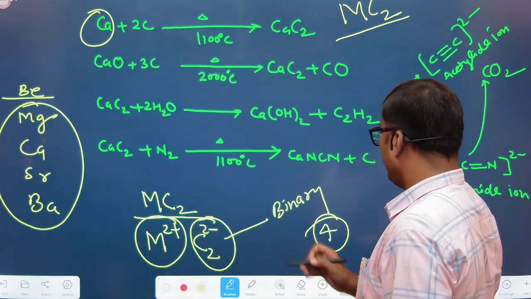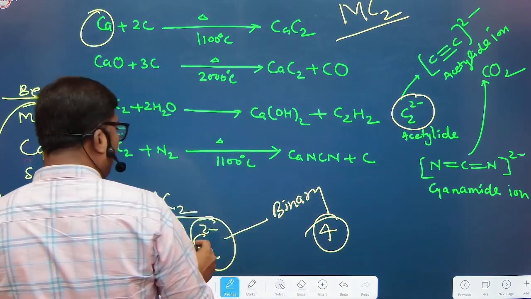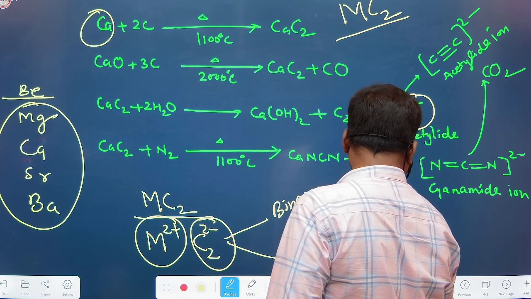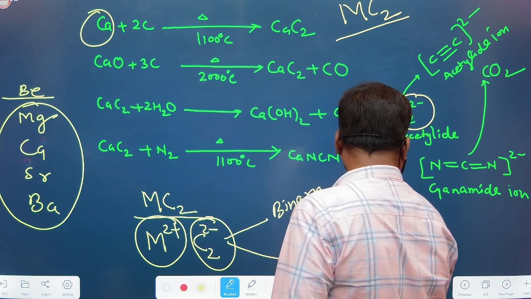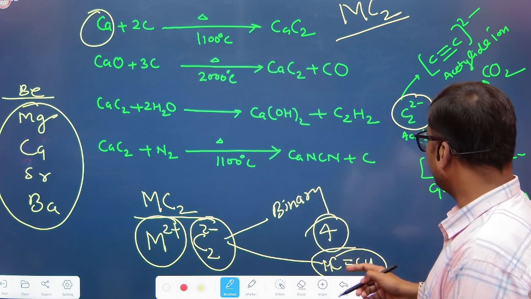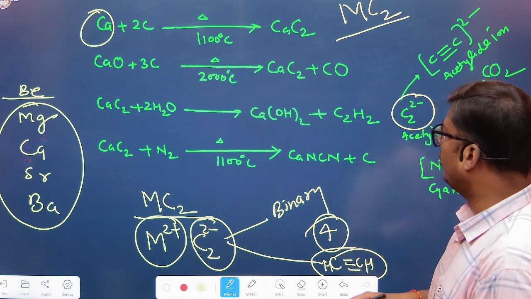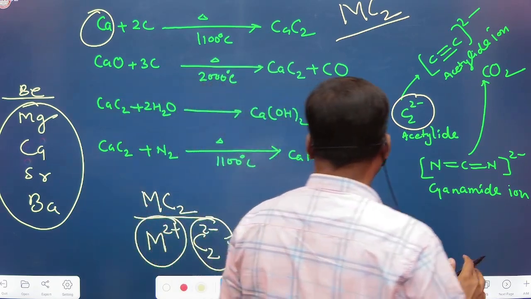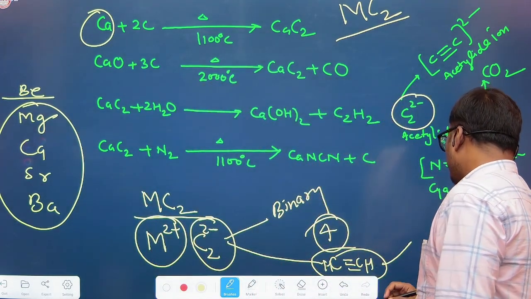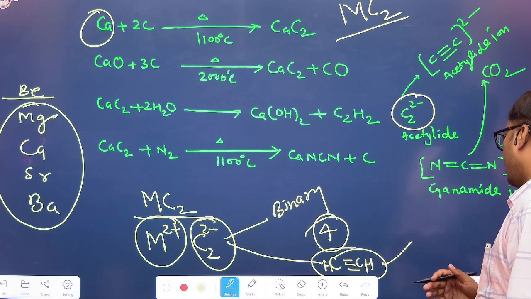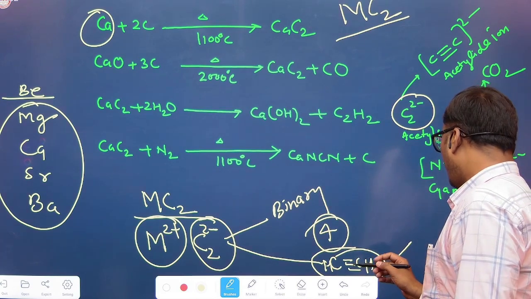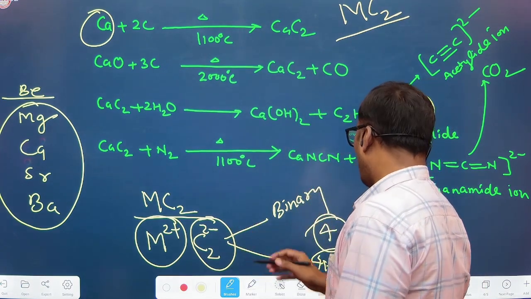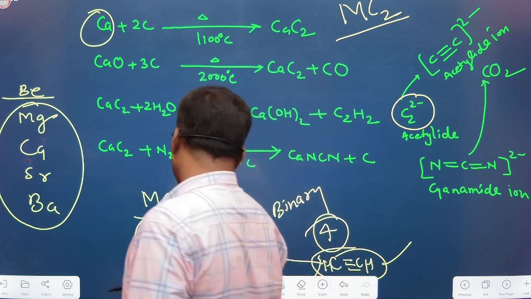So this is M2 plus and C2 2 minus, and the formation of this C2 2 minus is derived from HC triple bond CH. So this is acetylene gas, an unsaturated hydrocarbon. So from beryllium onwards, they are a source of hydrocarbons. In these reactions, they produce acetylene gas through hydrolysis with the help of H2O. After the removal or deprotonation of all the hydrogens, it produces the C2 2 minus structure, which is called the acetylide ion.